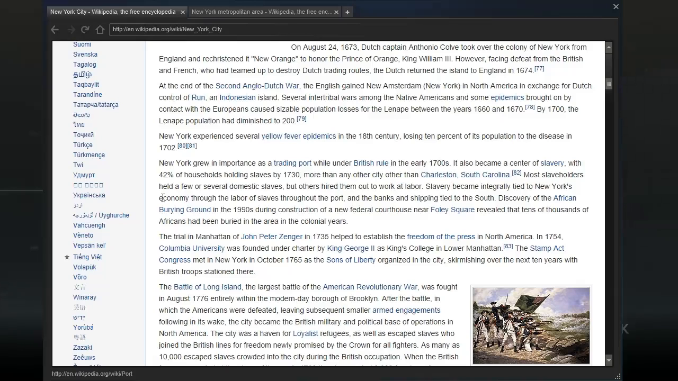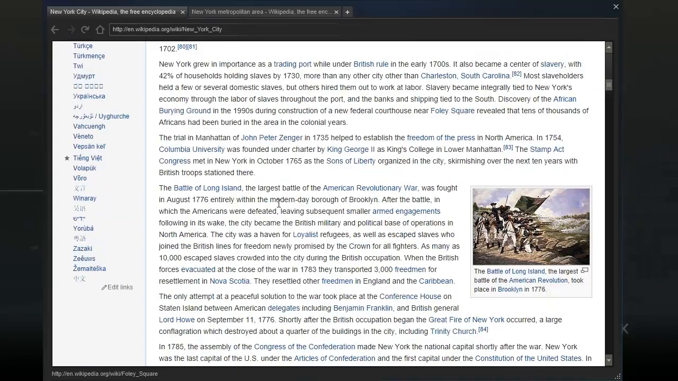Most slaveholders held a few or several domestic slaves, but others hired them out to work at labor. Slavery became integrally tied to New York's economy through the labor of slaves throughout the port, and the banks and shipping tied to the South. Discovery of the African burying ground in the 1990s during construction of a new federal courthouse near Foley Square revealed that tens of thousands of Africans had been buried in the area in the colonial years. So the ships would kind of bring the slaves in here, and then they would ship them down south to the plantations.